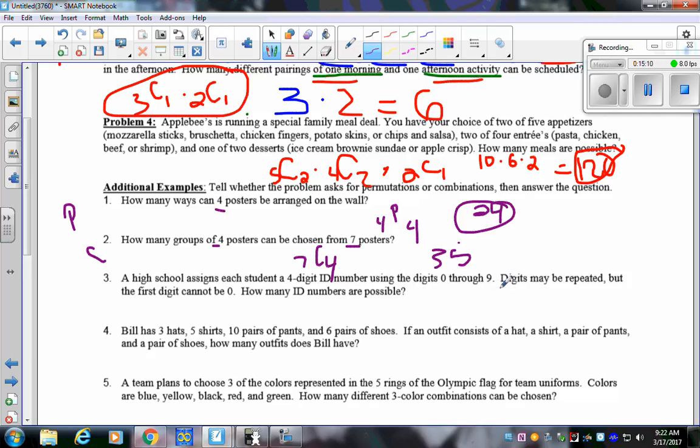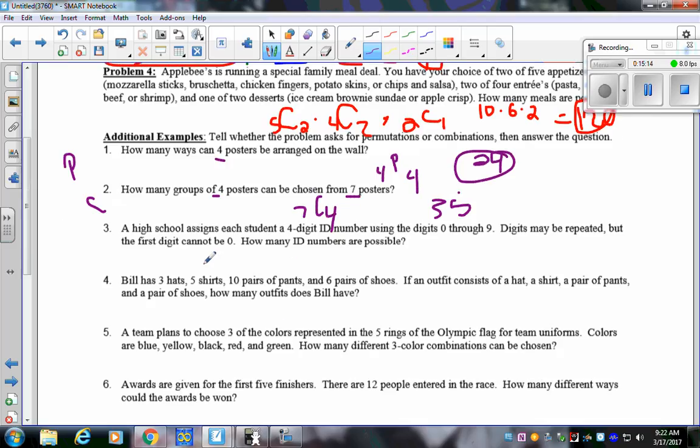If at any point you need to pause it to do the checking, that's fine. All right, this one we got to think about. A high school assigns each student a 4-digit ID number using the digits 0 through 9. Digits may be repeated, but the first digit cannot be 0. How many ID numbers are possible?